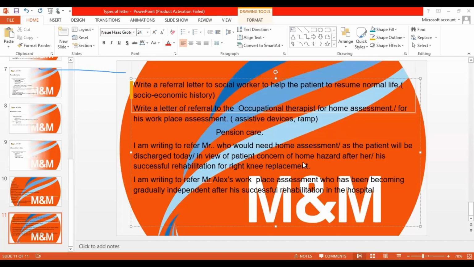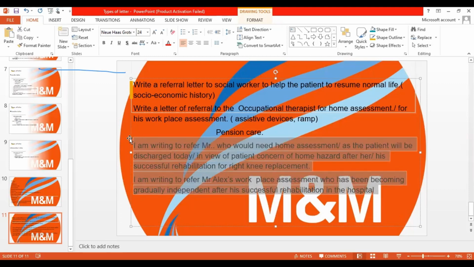You can see that these are two different introductions that we can write. So for the occupational therapist, we can write for the home assessment and for the workplace assessment. In this regard, these are some different introductions we are discussing.